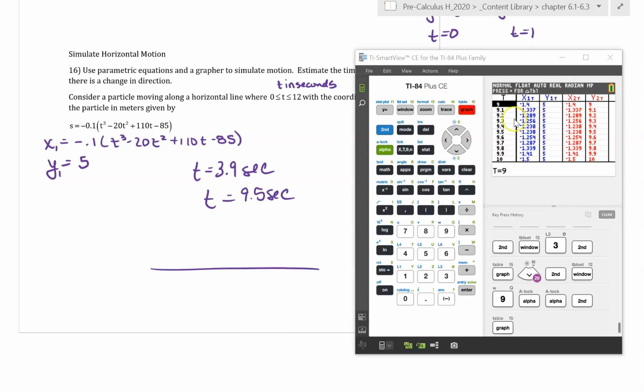Sorry, I think I explained that poorly. So notice 9.1 is negative 1.4, then negative 1.37. So again, it's moving to the right, and then right about 9.5, there you go. Notice now these are more negative, so then it's moving to the left. So it changes direction again.